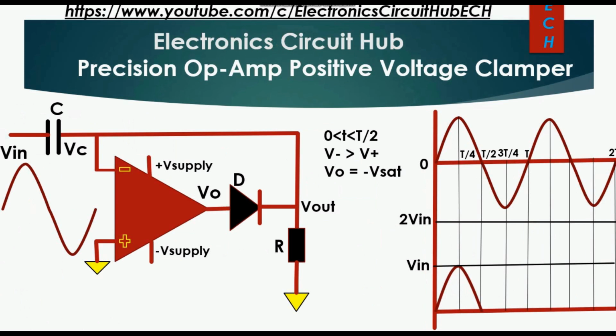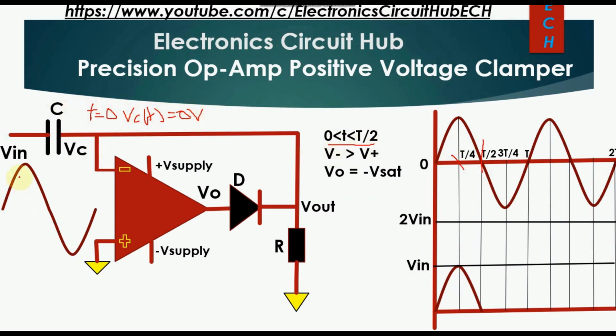We will understand the behavior of the circuit for t greater than 0 and less than T by 2, the positive half cycle till here. First we will understand for t greater than 0 and less than T by 4 till here. At time t equals 0, VC, the voltage across your capacitor, is 0 volt, so there is no charge stored in your capacitor.